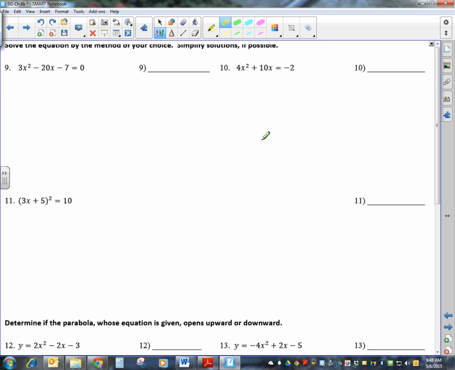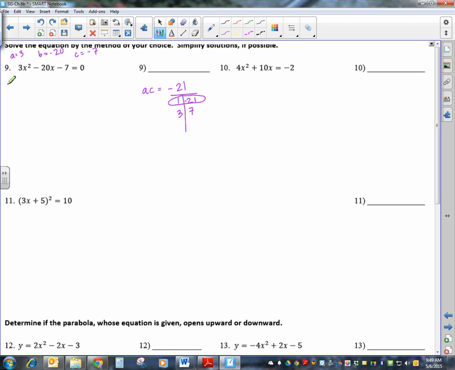Okay, next. You have 3 problems that you get to solve by the method of your choice. So when you're looking at this, a is 3, b is negative 20, c is negative 7. So a times c is negative 21. The factors of 21 are 1 and 21, 3 and 7. And it's negative, so I'm looking to subtract. 21 minus 1 is 20, which was my middle number. But I need it negative 20, so my 21 is going to be negative.